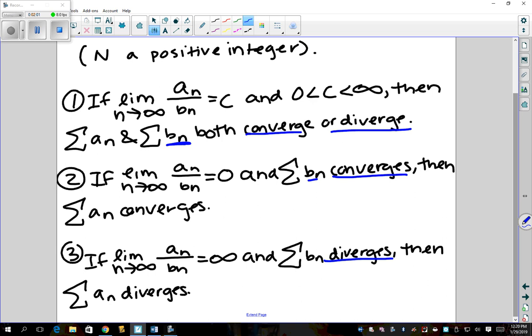And then same with the third one, same idea. If the limit as n approaches infinity of a sub n over b sub n is infinity, and our chosen series b sub n diverges, then a sub n diverges as well. So two only tests for convergence, three only tests for divergence.